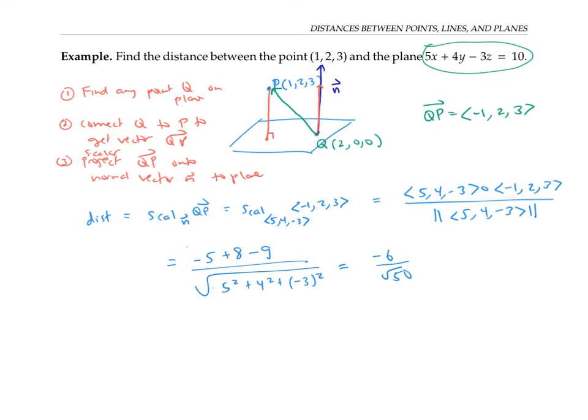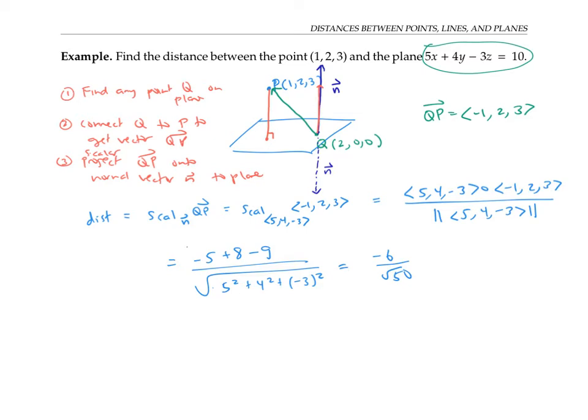Now you might worry that this is negative. Distance is supposed to be positive. The reason it's negative is just that my normal vector actually was on the opposite side of the plane, so in a more accurate picture, the normal vector I picked out pointed that direction. And so when I do the scalar projection, remember it's the signed magnitude of the shadow. Because the vector QP and the normal vector were pointing away from each other at an angle of more than 90 degrees, we're getting a negative answer for the scalar projection.